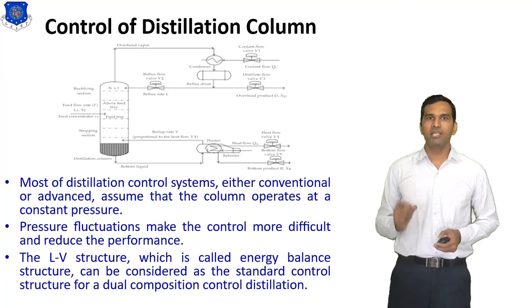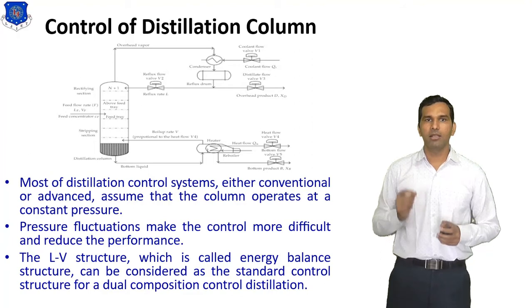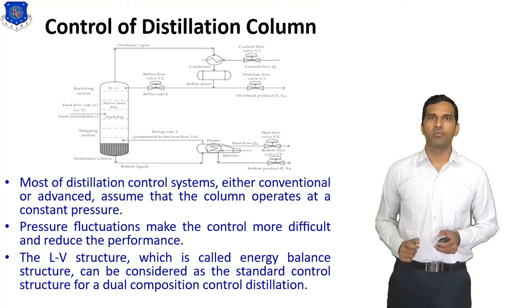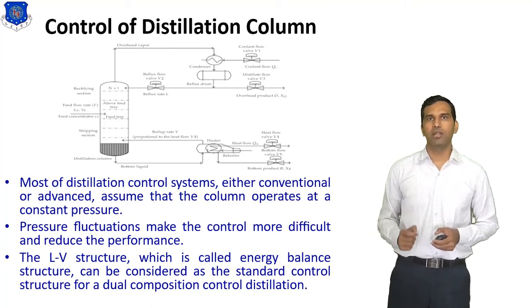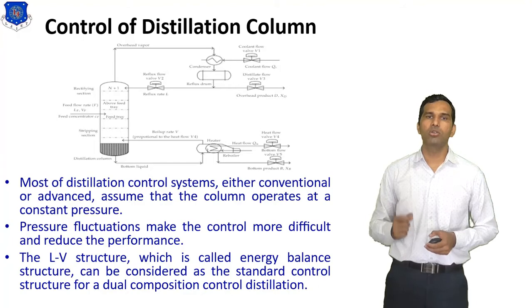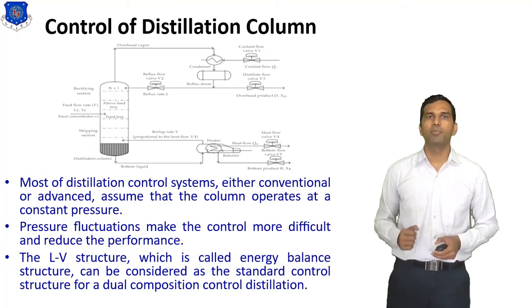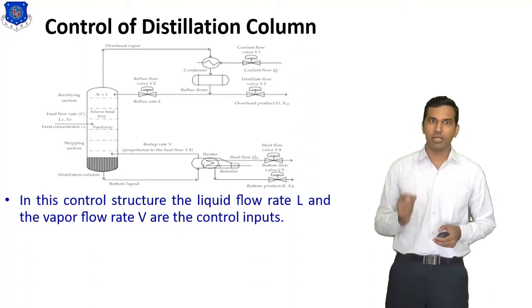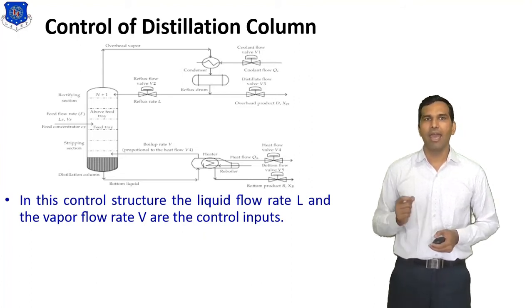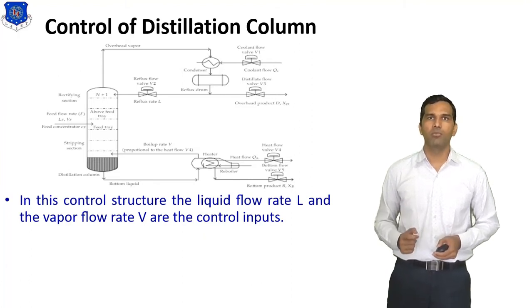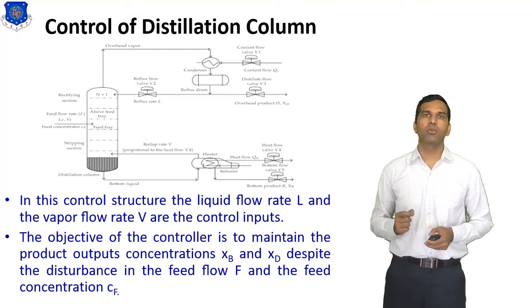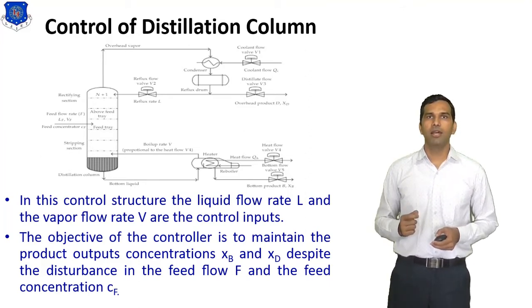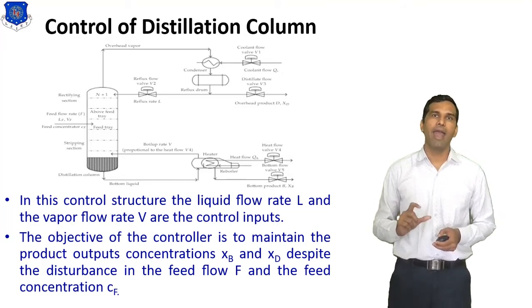The LV structure, which is called the energy balance structure, can be considered the standard control structure for dual composition control of distillation. So here we use the LV structure. This is the most important one, and it is also known as the energy balance structure for controlling the distillation column. In this control structure, the liquid flow rate L and the vapor flow rate V are the control inputs. That means the LV structure is named after the liquid and the vapor.